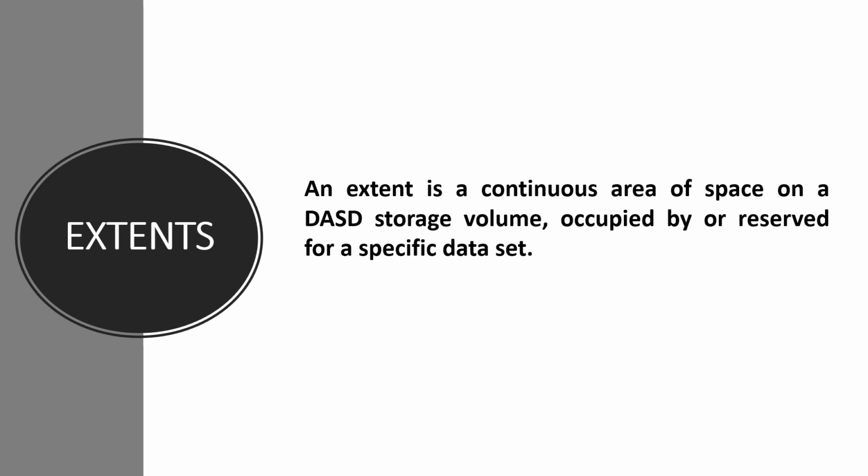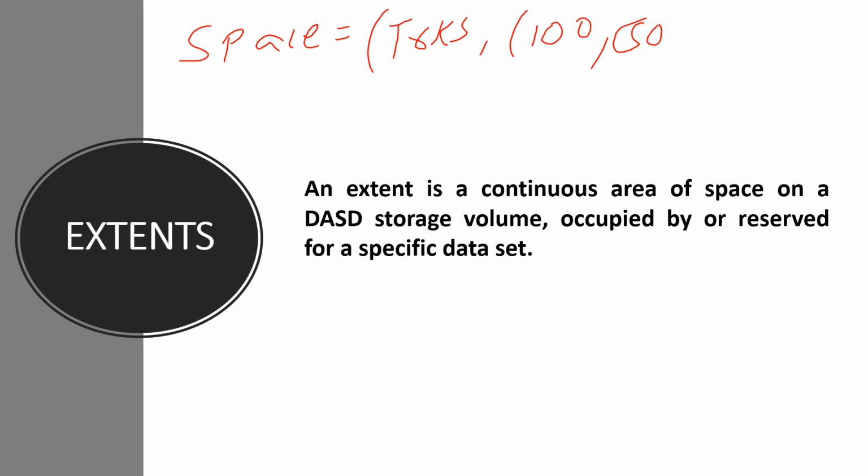This is a basic definition of an extent. An extent is a continuous area of space on a direct access storage volume occupied by or reserved for a specific data set. If you remember, I have told you before what secondary space and primary space are. If there is a data set, how do you allocate space? You say the space unit is tracks, comma, primary is 100, and secondary is 50. And this is what we call space.